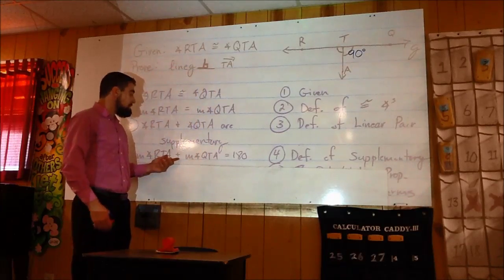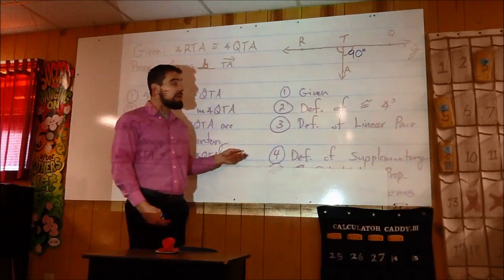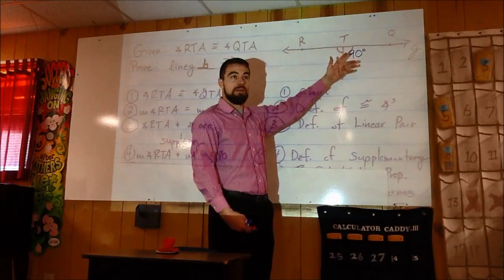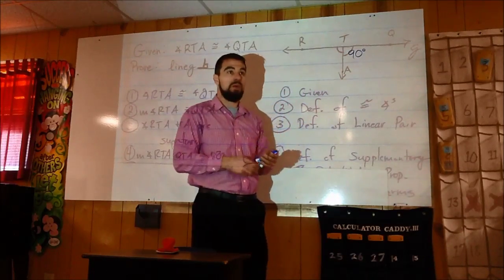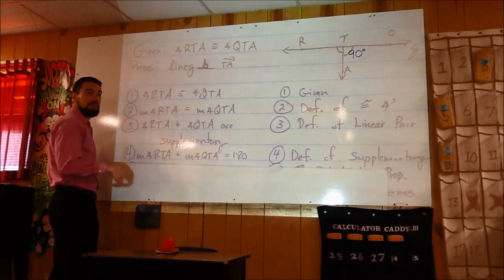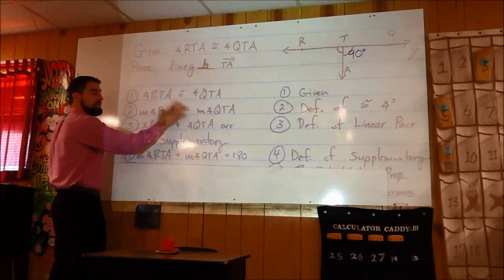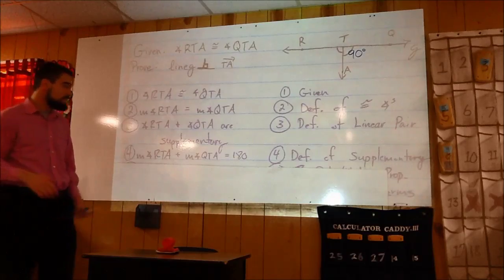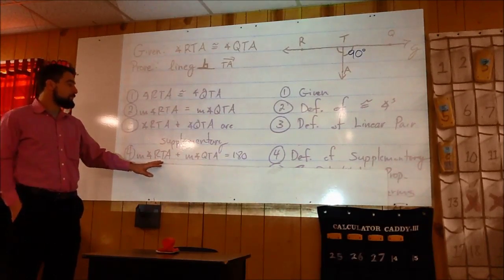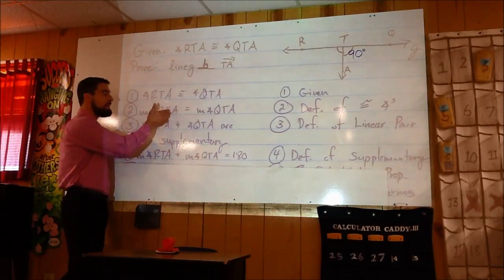Okay, well, I know that their measurements need to add up to be 180 degrees, and I also know that their measurements are the same. And so just by working backwards, I can see I need to somehow take this equation and show that just one of them is equal to 90. Well, we can do that because these have to be equal, the same value.